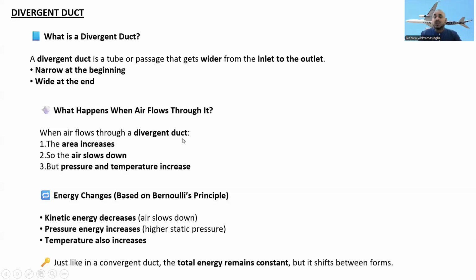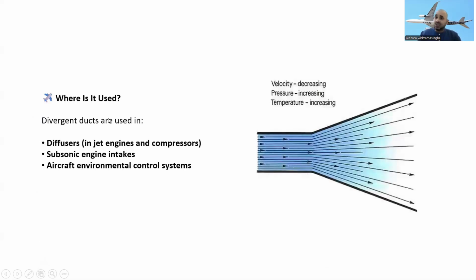When air flows through the divergent duct, the area increases, so the air slows down but pressure and temperature increase. The energy change based on Bernoulli's principle is that kinetic energy decreases, air slows down, and the pressure energy increases, higher static pressure, and the temperature also increases. Just like in the convergent duct, the total energy remains constant but shifts between forms, right? So where is it used?